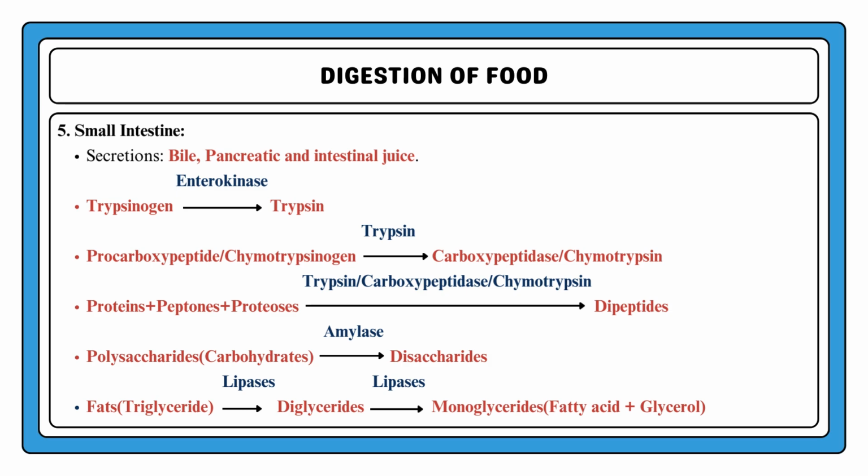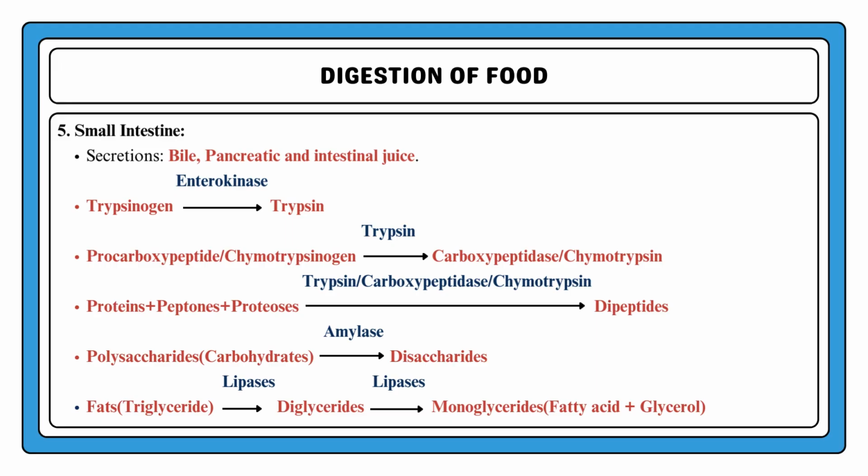In the small intestine, the following conversions happen. In the presence of enterokinase, trypsinogen is converted into trypsin. In the presence of trypsin, procarboxypeptidase and chymotrypsinogen are converted into carboxypeptidase and chymotrypsin. In the presence of trypsin, carboxypeptidase and chymotrypsin, proteins, peptones and proteoses are converted into dipeptides.